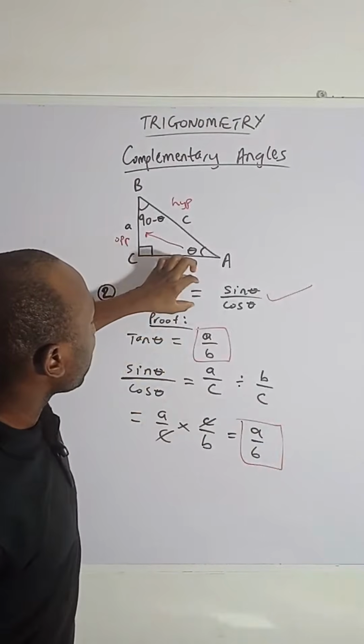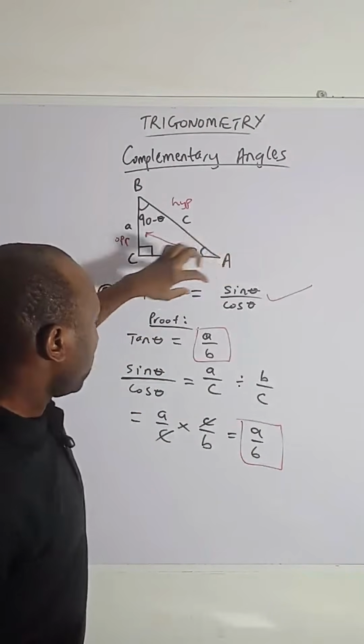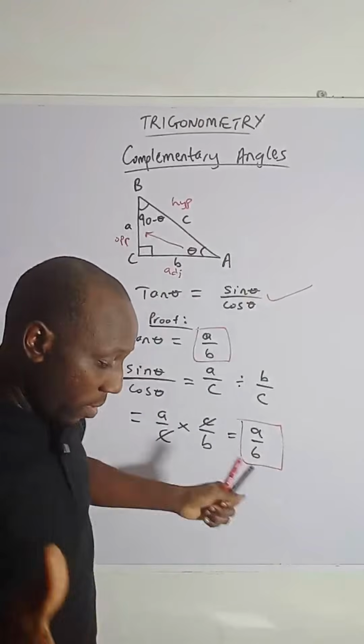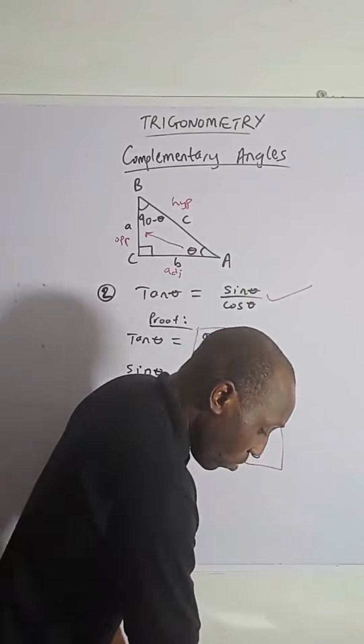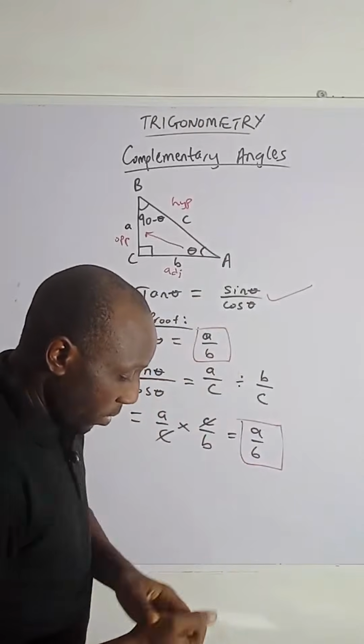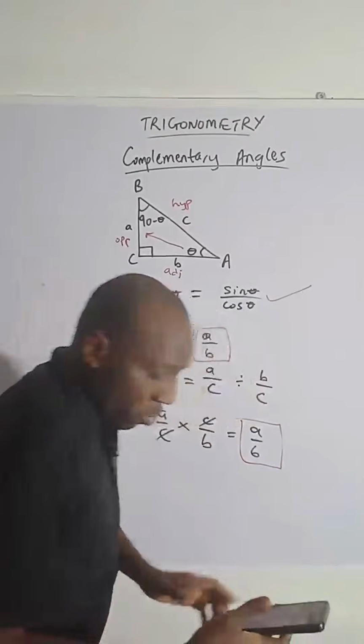Tan theta is equal to what? Sine theta over cos theta. Okay? Any questions? Should we move on? Can we move on?